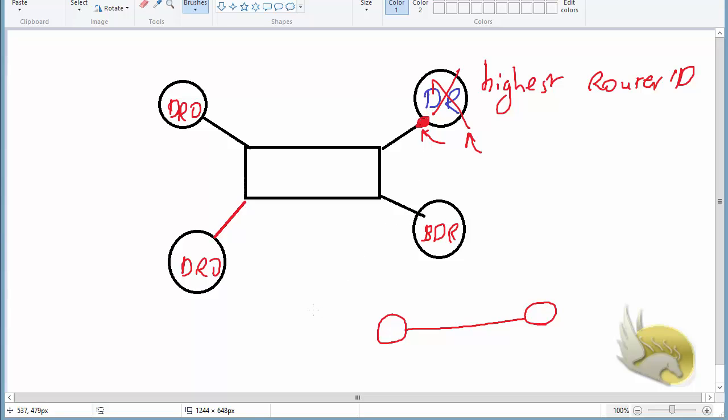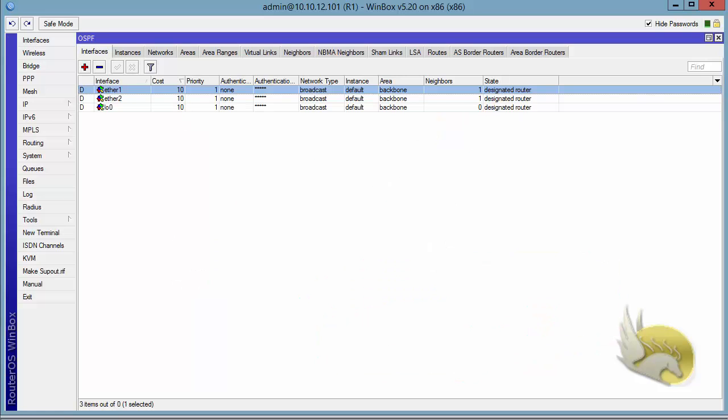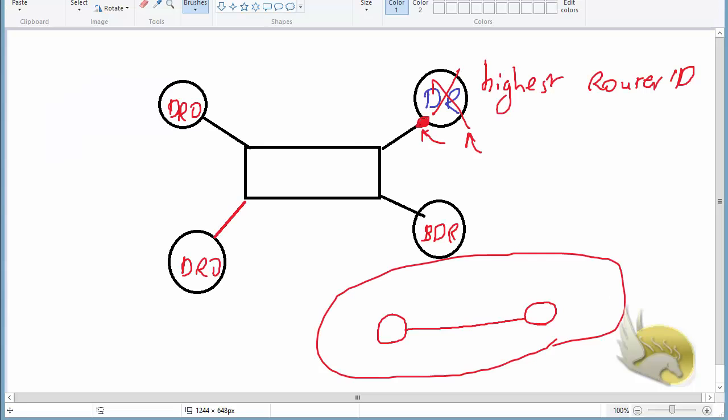Now I want to go back to my network. Here in my network I only have one-to-one connections like this one. So it doesn't matter which one is going to be designated router, which one is going to be backup designated router. I don't care about this because I don't have many routers in the same subnet. But I just described the process to you. So let's go back here and talk about something else.